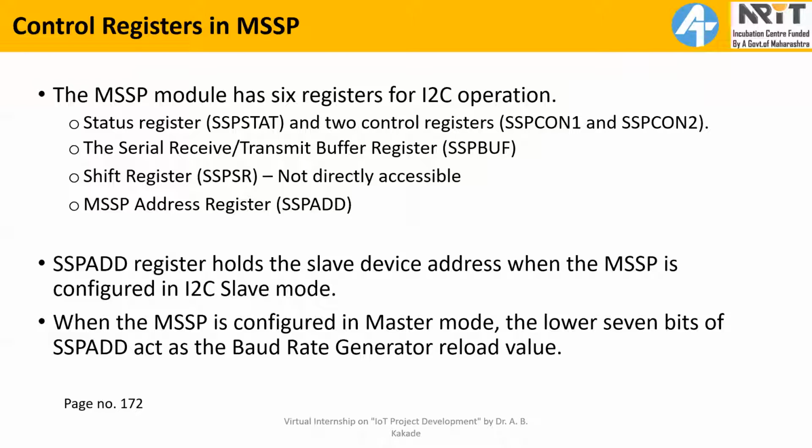Now we'll discuss control registers associated with the MSSP module. This MSSP module has 6 registers for I2C operation. Total 6 registers are there. We'll understand each register one by one. There is a status register called SSPSTAT. With the help of this status register, we can check different conditions like whether the SSP buffer register is full, whether it is empty. Other such conditions we can check through the status register.